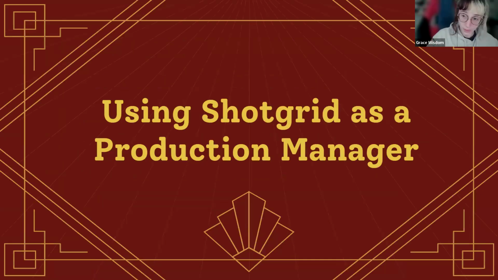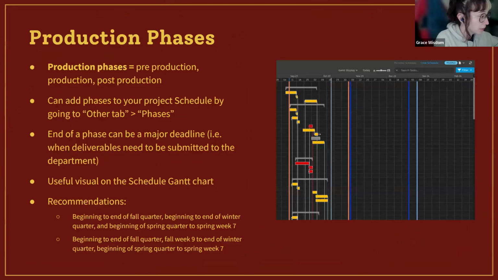And then finally, setting all of this up using Shotgrid as a production manager for your production to make life easier for you and so that you can see how your production is doing, where you're at, where you need to be, if you need to be going faster, if you're ahead of schedule, that kind of thing.